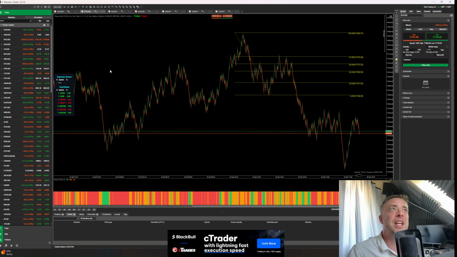You don't need the indicator, because you can just go through all the pairs yourself and look for an expansion. But the indicator will tell you there's an expansion happening on CAD JPY or whatever, or gold. There's a lot on gold. You can just sit on gold and trade this strategy. It's really, really good. And that's that strategy.